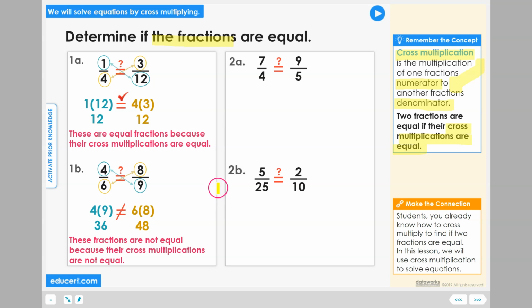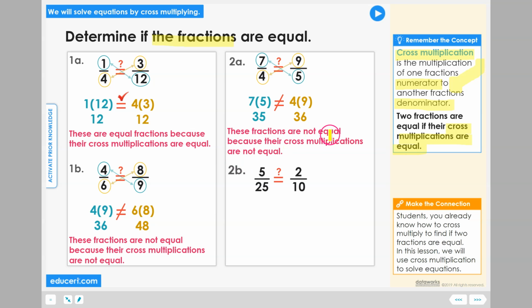Let's check your work. For problem 2a, the first cross multiplication is 7 times 5, and we want to know if that's equal to the other cross multiplication, 4 times 9. 7 times 5 equals 35, and 4 times 9 equals 36. They are close, but they are not equal. So these two fractions are not equal because their cross multiplications are not equal.